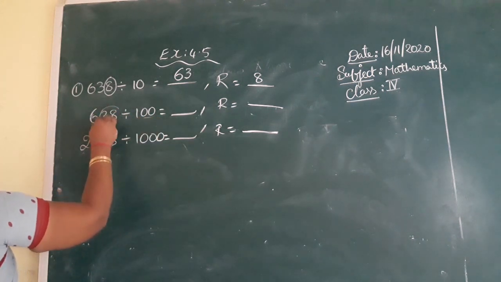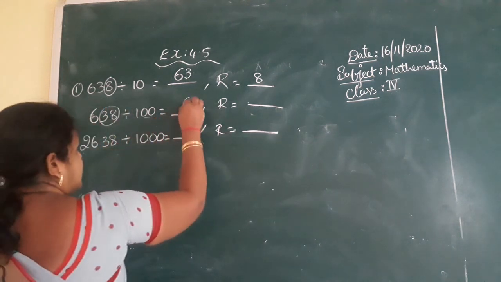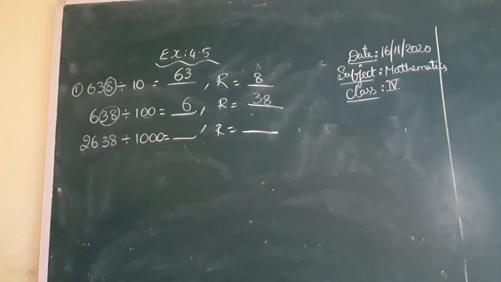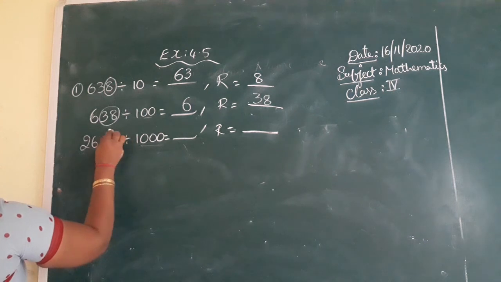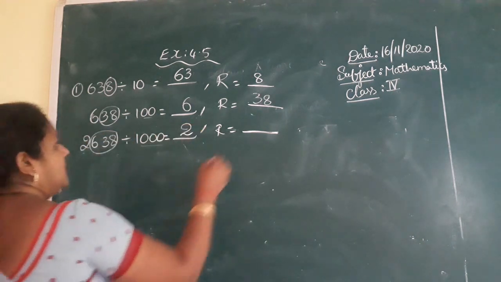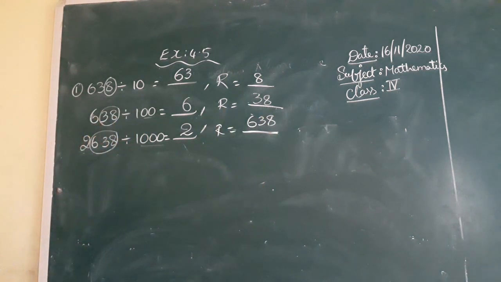So two place values you have to circle. What are those? Ones, tens. So here quotient is 6 and remainder is 38. The number we are circling, that number only has to be written as the remainder. Okay? See, we are dividing with 1000. Three places: ones, tens and hundreds. So what is left? 2 is the quotient and 638 is the remainder. Like that you can write.